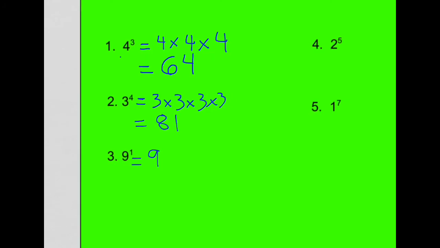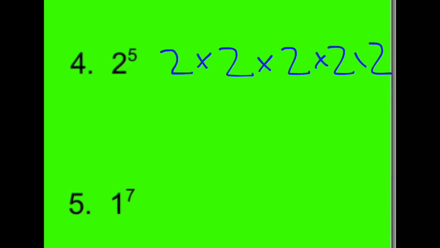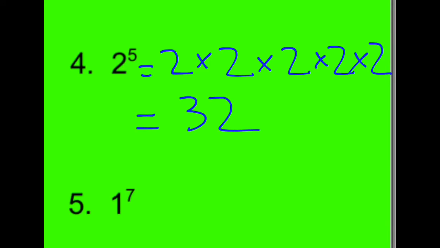Let's look at a couple others. Okay, 2 to the power of 5. This means take a 2 and write it down 5 times, and multiply those 5 2's together. Okay, 2 times 2 is 4, 4 times 2 is 8, 8 times 2 is 16, 16 times 2 is 32. So in standard form, this answer is 32.